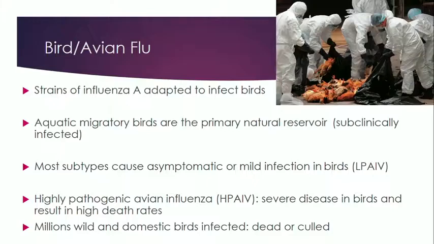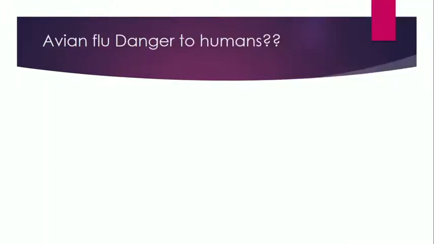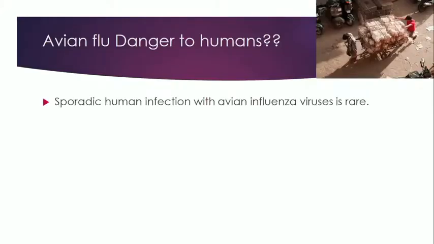Okay. And these high pathogenicity viruses are known to cause deaths of millions of birds worldwide. So these are either killed by culling or they die naturally. So is there any danger to humans working around infected birds? Now, sporadic infection has been known to occur in the human population with avian influenza, but it is rare.